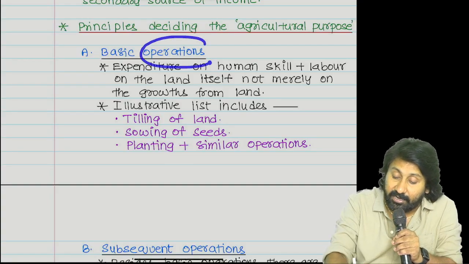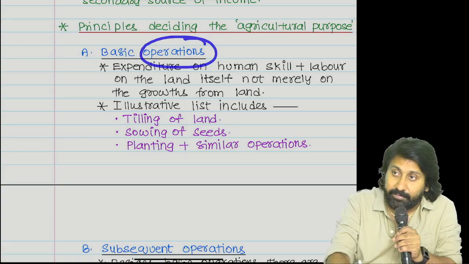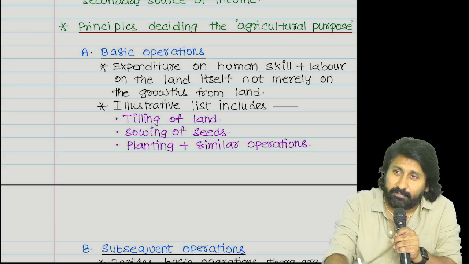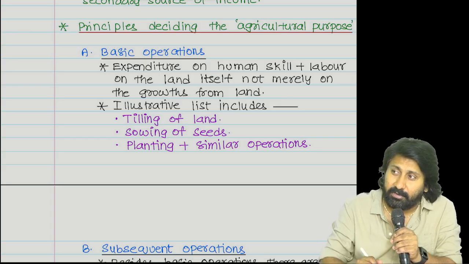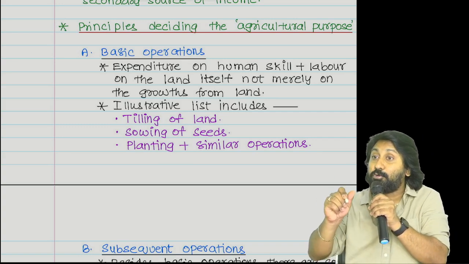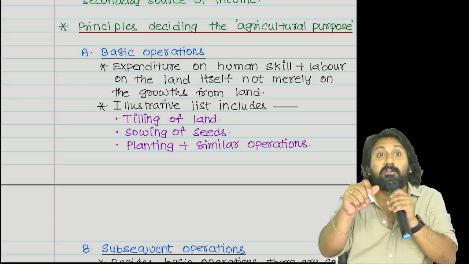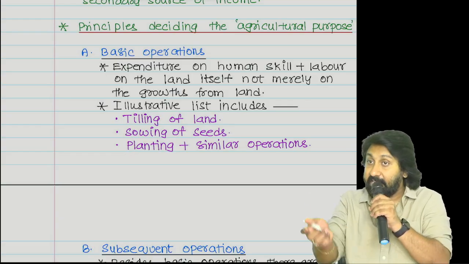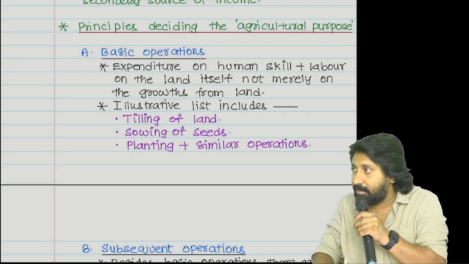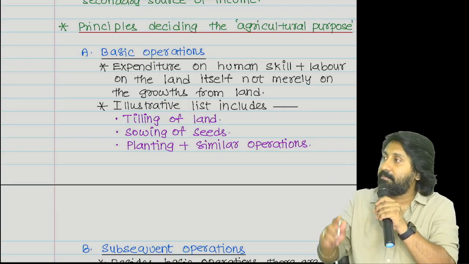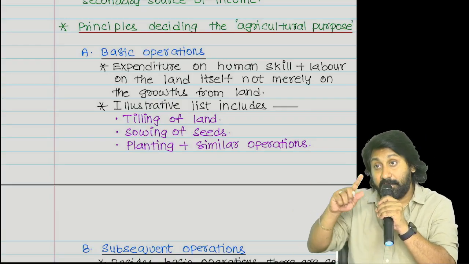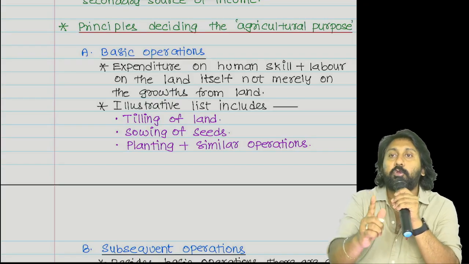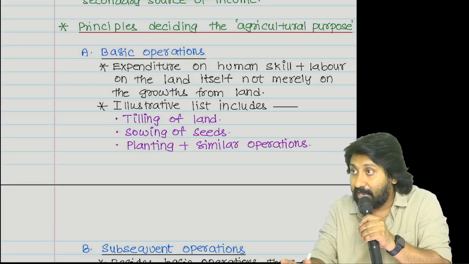What operations are these? What are we discussing now? Why is agricultural purpose important? Unless and until the land is used for agricultural purpose, income cannot be called agricultural income. So agricultural income means any rent or revenue derived from land situated in India, used for agricultural purpose. So all the conditions must be cumulatively satisfied to call it agricultural income.